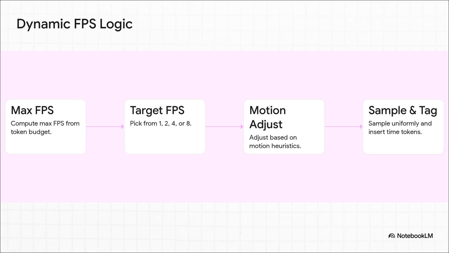This smart sampling means a 60-second action sequence at 4 FPS comes out to about 19,440 tokens, which is perfectly manageable within a 32K context budget. For developers, this means massive savings in compute costs without sacrificing any of the model's understanding of the video.